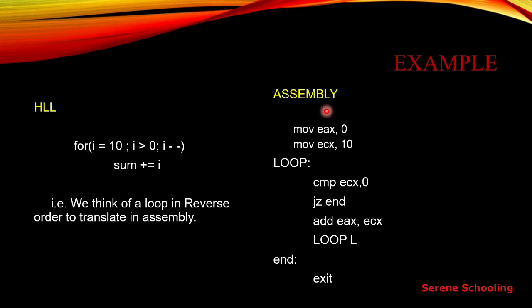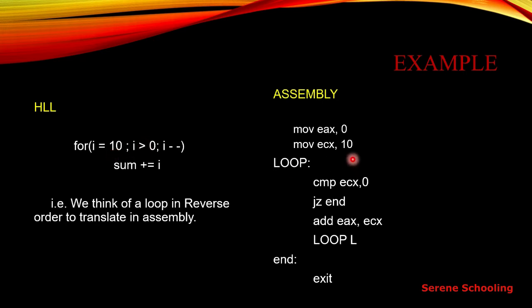Because I'm translating this high level language into assembly code, I'm using the reverse loop as it is. I'm starting my looping index from 10, and you can assume that the sum variable is declared and initialized with 0. So this EAX is acting like my sum variable. I am initializing it with 0 to remove garbage values, and this is my looping index. I am moving 10 into it. Why? Because my loop has to start from 10, as we have to start our loop in reverse order.